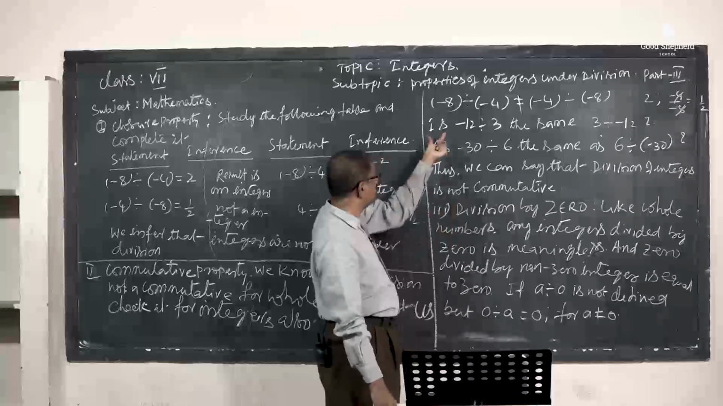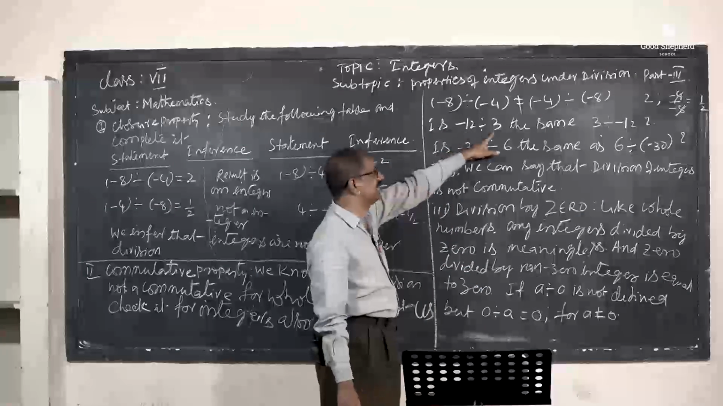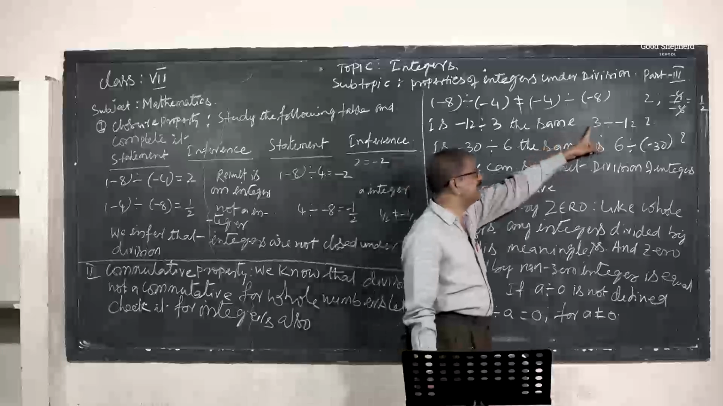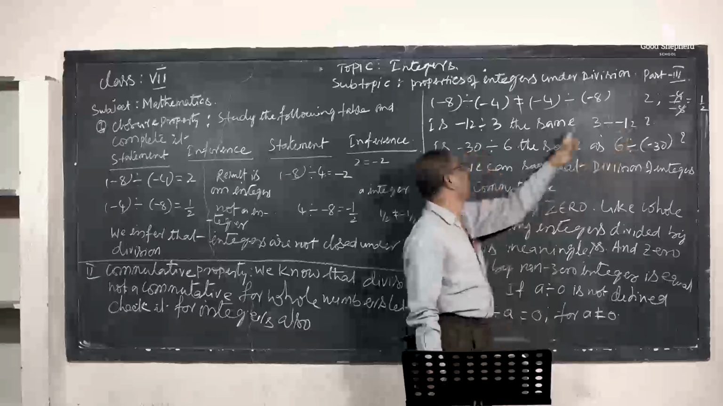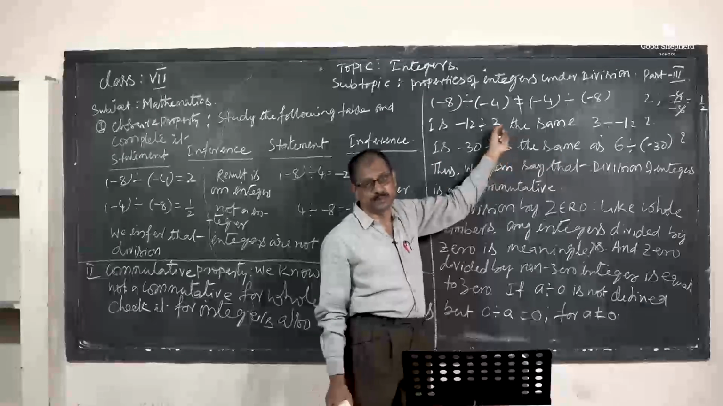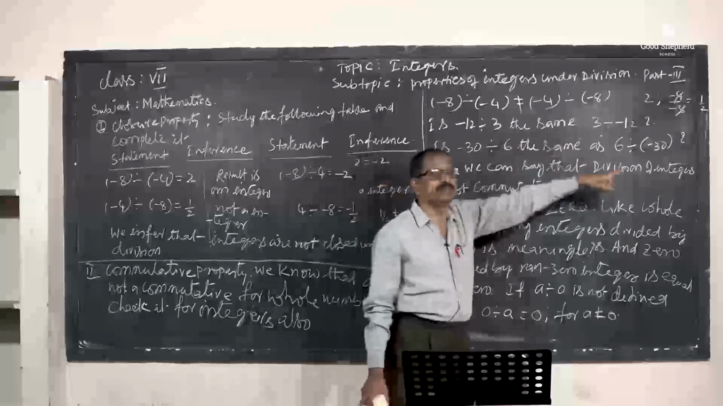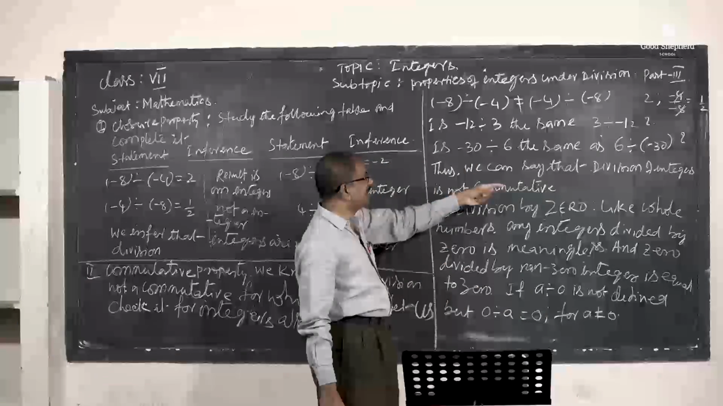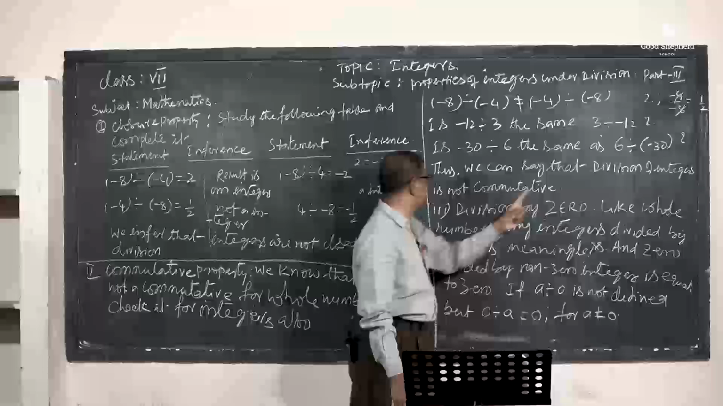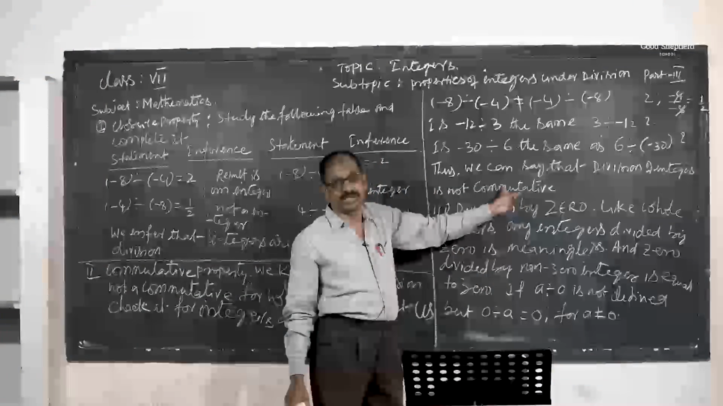So, is minus 12 divided by 3 the same as 3 divided by minus 12? Entirely different. This is minus 4 and the other is minus 1 by 4. So minus 4 and minus 1 by 4 are not equal. Thus, we can say that the division of integers is not commutative.